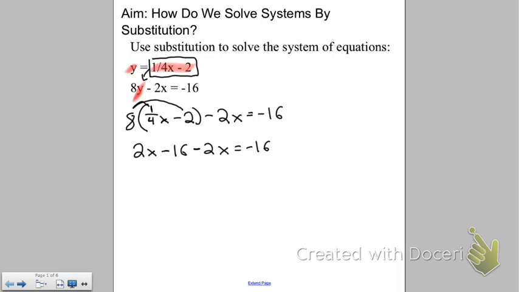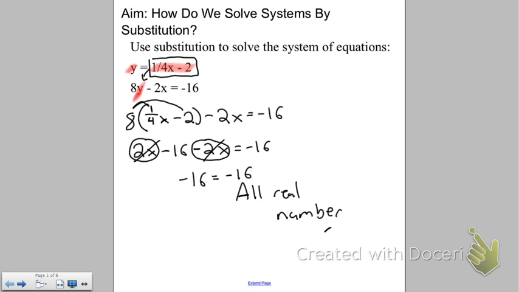Now, when I continue to solve this, 2x and minus 2x cancel out. So I have negative 16 equals negative 16. Since negative 16 is equal to negative 16, my answer would be all real numbers. If my answer ended up being negative 16 equals 14, and they were not equal, this would be no solution. But since negative 16 equals negative 16, my answer is all real numbers.